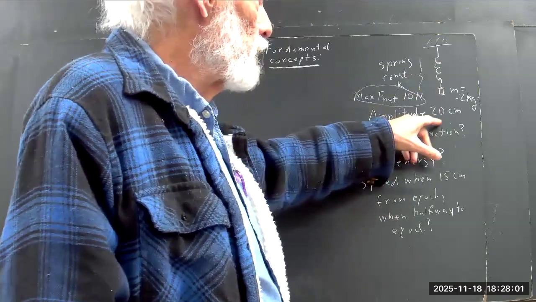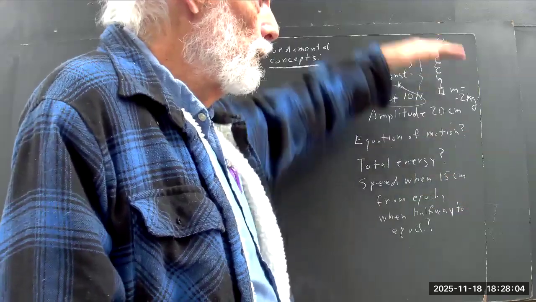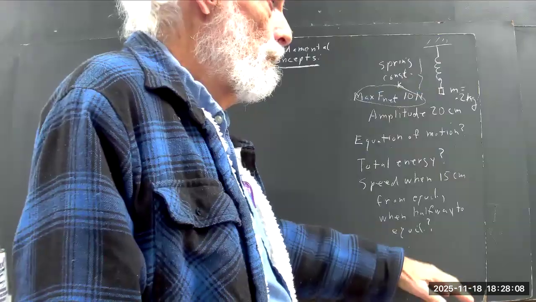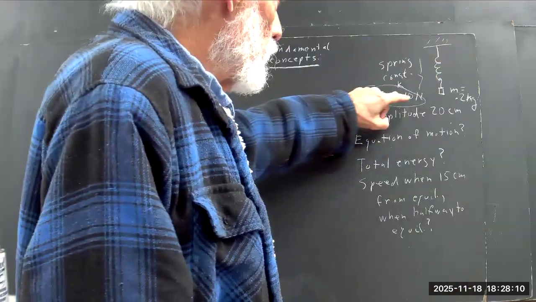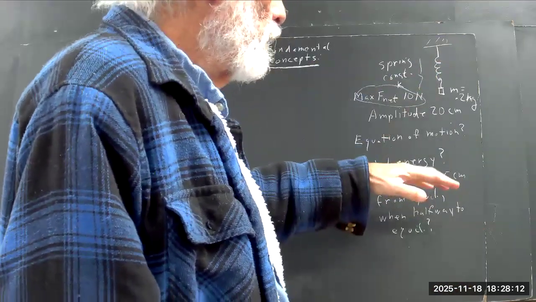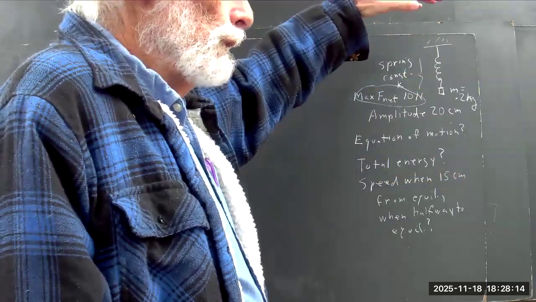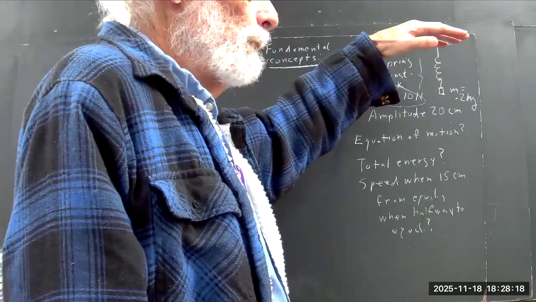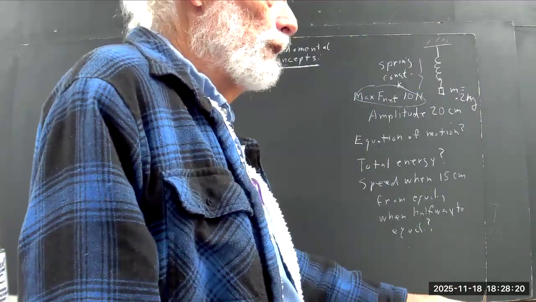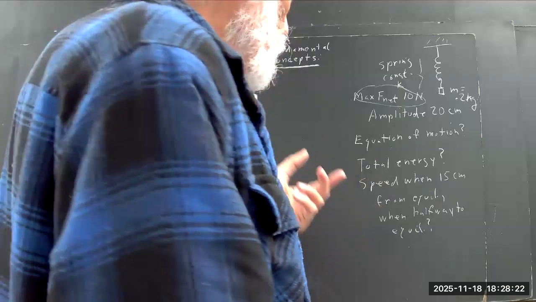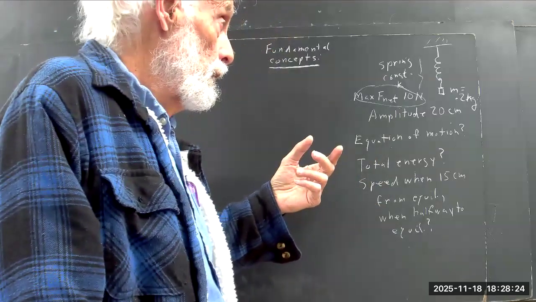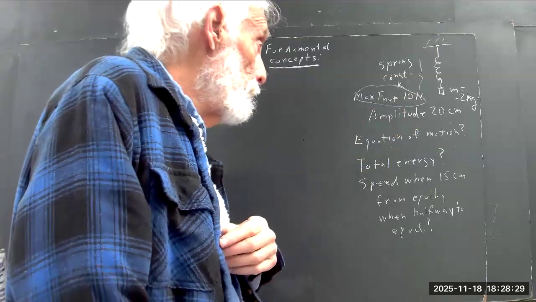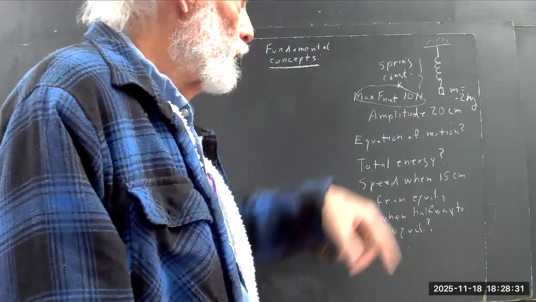Let's assume that this thing is oscillating up and down with an amplitude of 20 centimeters. That's about like this. Okay. And the maximum net force occurs when you're as far as possible from equilibrium. Maximum positive displacement, maximum negative displacement from equilibrium. Maximum net force is 10 newtons. Amplitude is 20 centimeters.